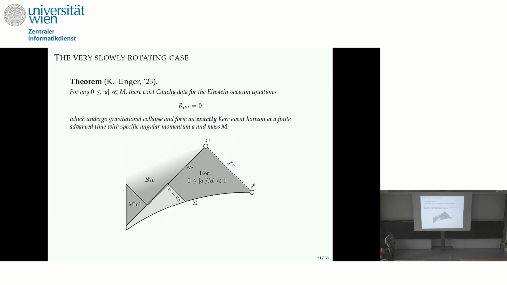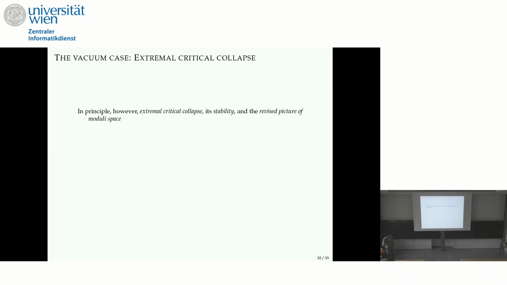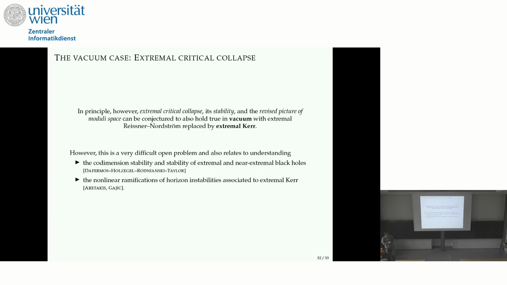which actually could collapse to the exterior of a Kerr black hole with those prescribed parameters, a divided by M much smaller than 1. And the goal would be to make this not much smaller than 1, but less than or equal to 1. And in principle, the extremal critical collapse and the revised picture of moduli space can be conjectured to also hold true in vacuum, with extremal Reissner-Nordström replaced by extremal Kerr.